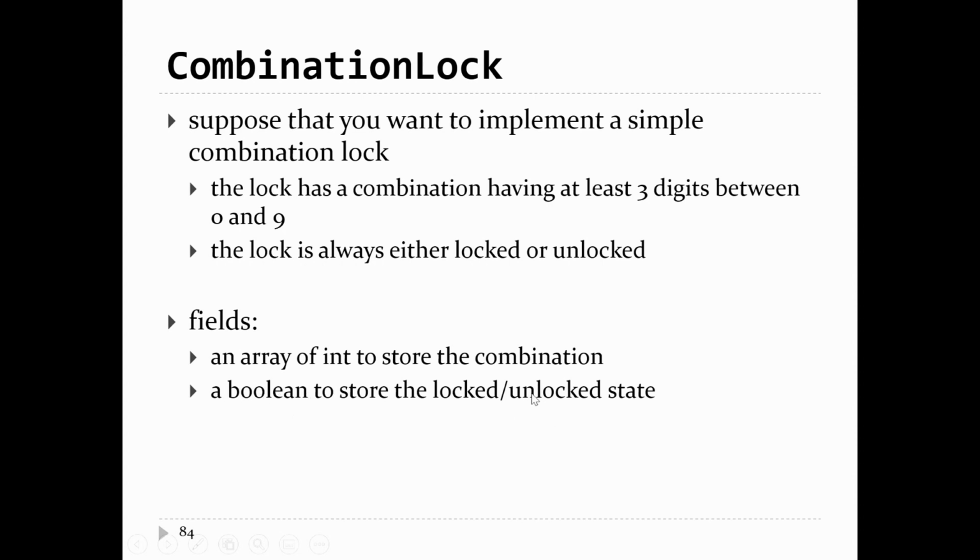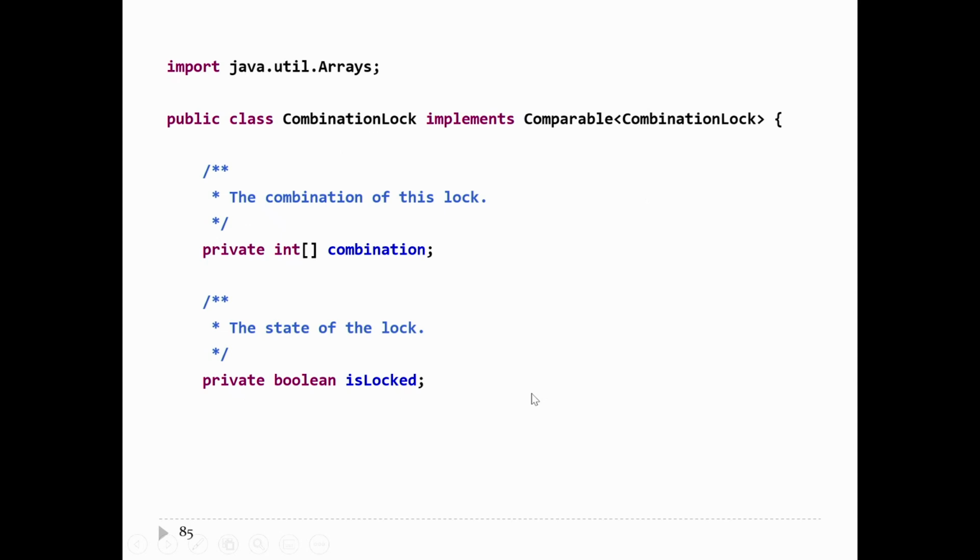But in this case, it's probably fine to use a Boolean. I don't know why this lock is implementing comparable. We're not actually going to do that in this lecture. It's a bit strange to implement a lock that implements comparable. But anyway, for the combination of the lock, I'm just going to use an array of int. The state of the lock, I'm just going to use a Boolean.